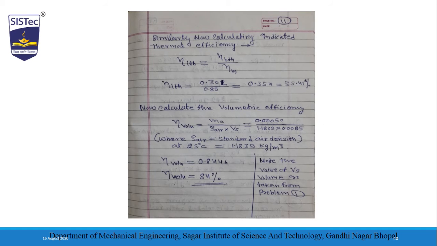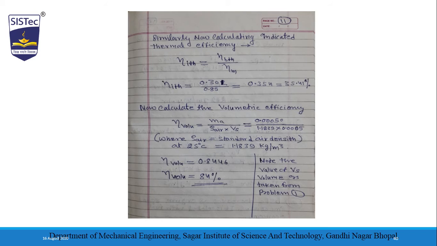Similarly, now calculating the indicated thermal efficiency using the relationship: indicated thermal efficiency equals brake thermal efficiency divided by mechanical efficiency. So the indicated thermal efficiency is 35.41%. After that we calculate the volumetric efficiency.